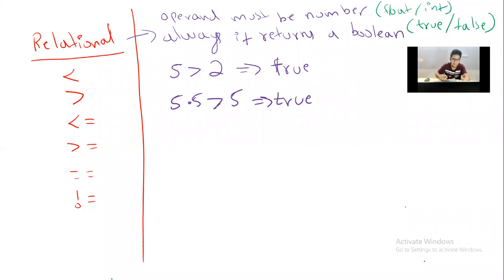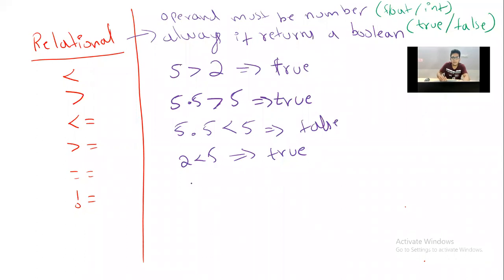So let's take some more examples for this relational operator. Is 5.5 less than 5? What's the answer? No, 5.5 is not less than 5, right? The answer is false, because 5.5 is not less than 5. Then is 2 less than 5? Yes, 2 is less than 5. The answer is true.